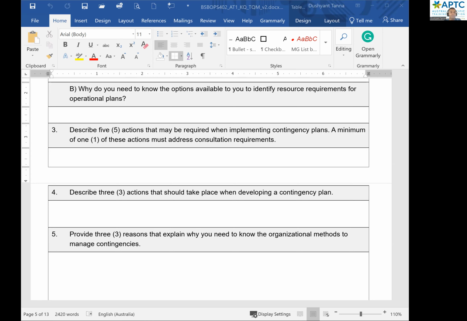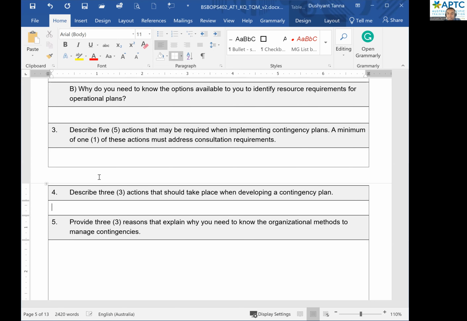Okay, right. Describe 3 actions that you should take place when developing a contingency plan. What should happen? Consultation should happen, number 1. That's a confirmed thing.